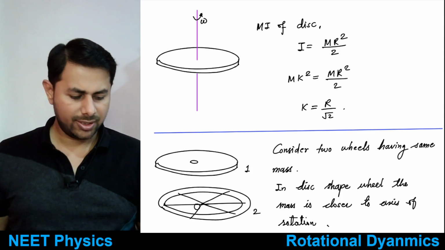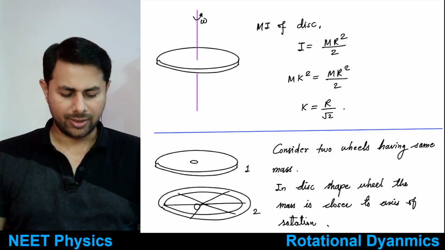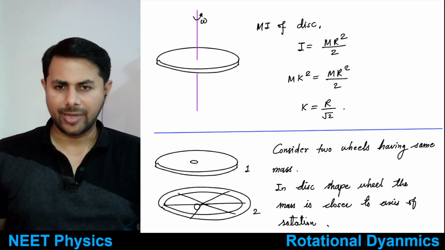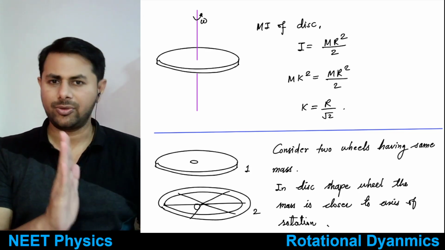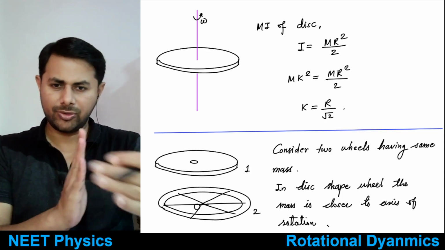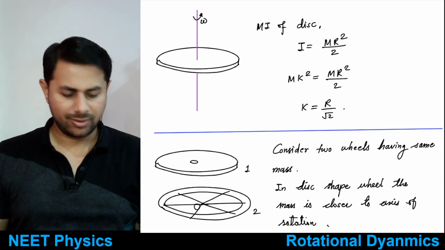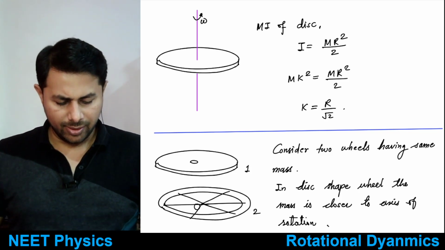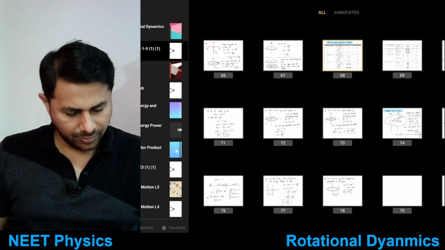Okay, this is clear, yes or no? Okay, so what does radius of gyration tell you? It tells you the distribution of mass from the axis of rotation, whether the mass is distributed closer or away from the axis of rotation. Okay, so that is radius of gyration.